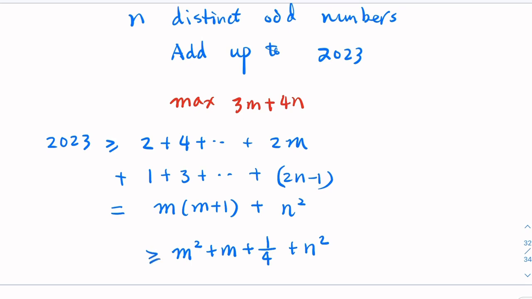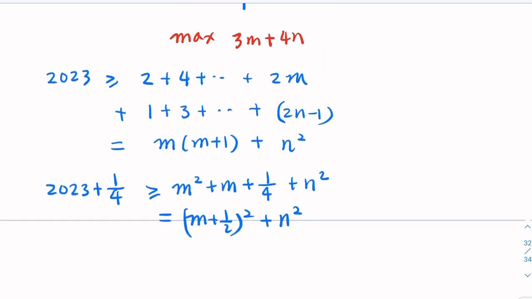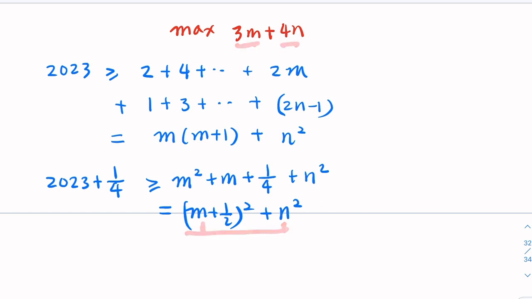So in this inequality here, we're going to add 1/4 on both sides. We get m plus 1/2 squared plus n squared. So we would like to derive an inequality with this term here, and we don't have it. So here we're going to use the Cauchy-Schwarz inequality. This is the sum of squares, and we have 3m and 4n here. We have m and n.